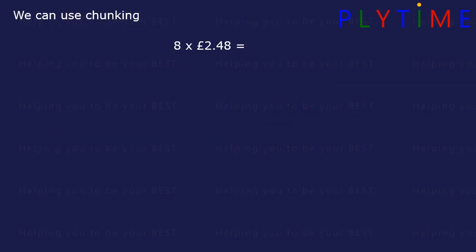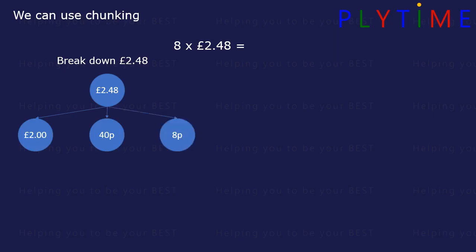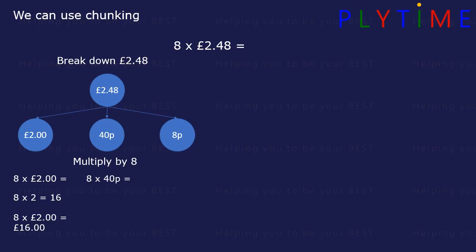We could use chunking. 8 times £2.48. Break down £2.48 into £2, 40 pence and 8 pence. Now multiply by 8. £2 times 8 is the same as 8 times 2, which is 16. So 8 times £2 is £16. Now 8 times 40 pence, the same as 8 times 40, which is 320. So 320 pence, which is the same as £3.20.